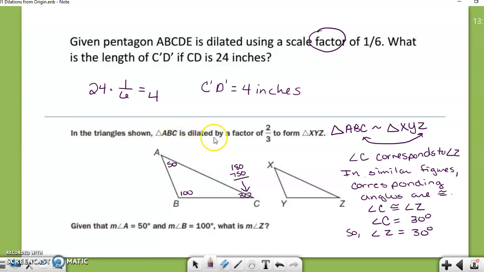And here in my triangles, if they're dilated by a scale factor of 2/3, that means I have similar triangles, and they are in this order. I know that C lines up with Z. They're asking me if A is 50, B is 100. Triangle sum theorem tells me that C is 30. I know that C and Z are corresponding angles in similar figures, so they're congruent. So Z equals 30 degrees.